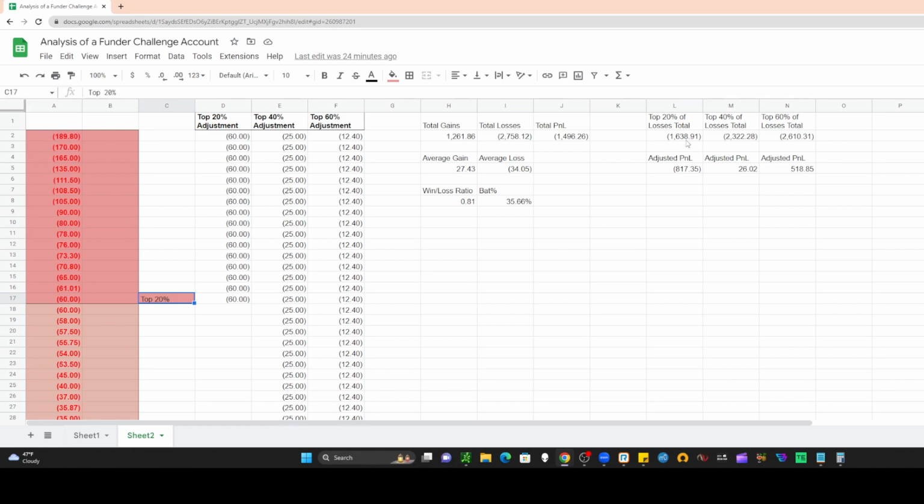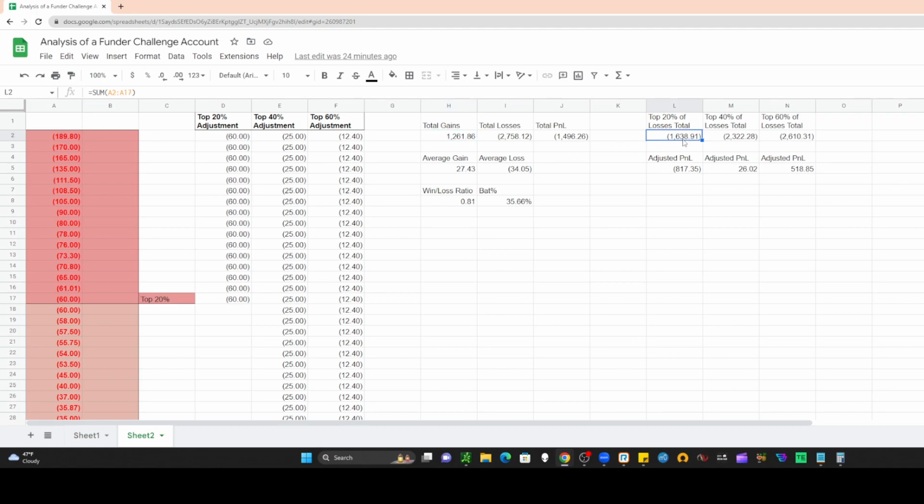So when I add these up, they total $1,638.91. Now think about that. The top 20% of losses by themselves account for more than the total gains, which means that this is proving right away that the person is not managing their risk well, because literally the top 20% of the losses, ranked in order, account for more than all of the gains combined.